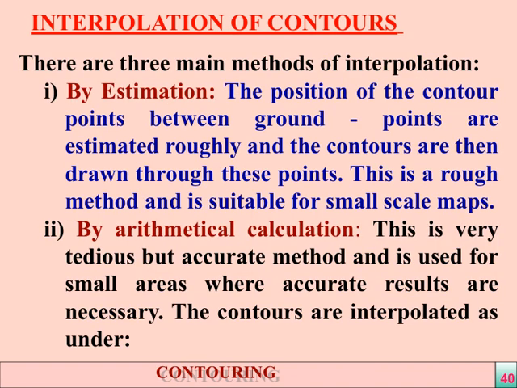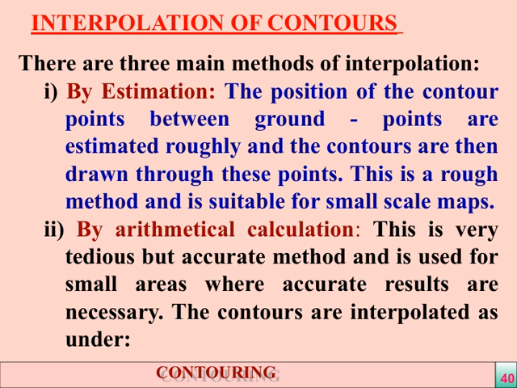Now let's look at the interpolation of contours. There are 3 main methods used for this process, and I'll walk you through each of them. First, we have the method called by estimation. Essentially, in this approach, we estimate the position of the contour points between ground points. These ground points are the known data points, and we roughly guess where the contours should pass through between them. Once we've made these estimations, we draw the contours through these estimated points. This method is quite simple and quick, making it suitable mainly for small-scale maps where detailed accuracy isn't as critical.